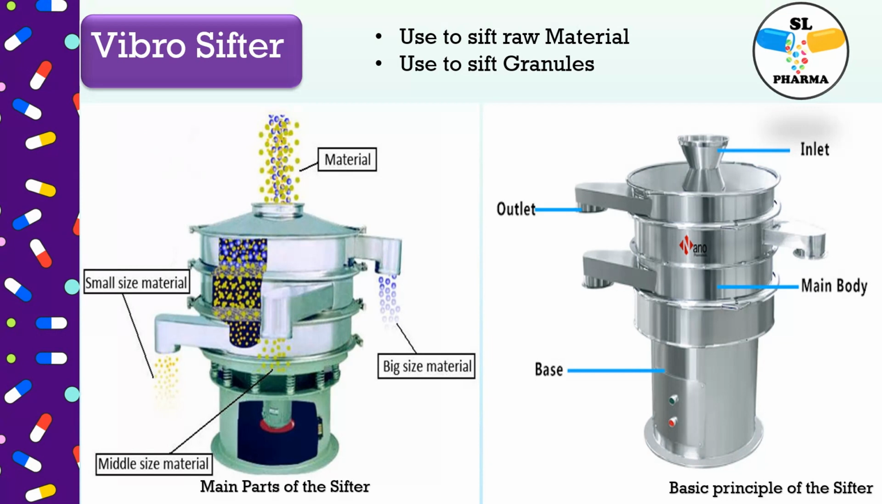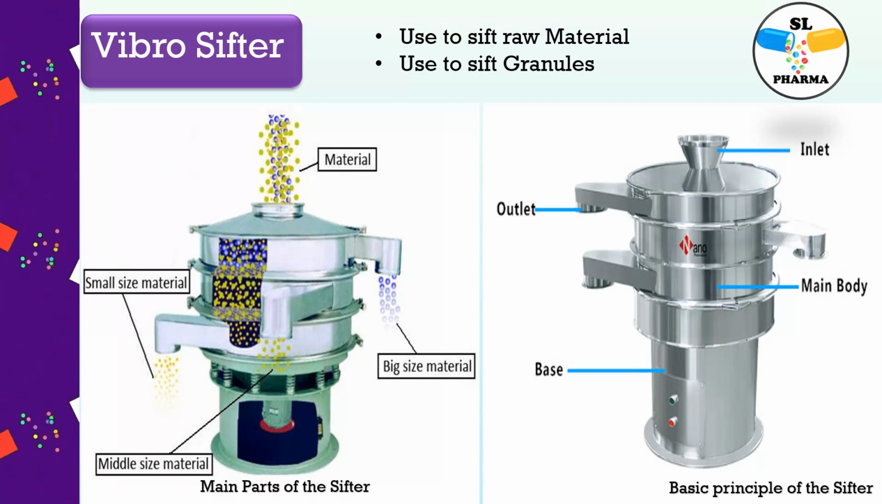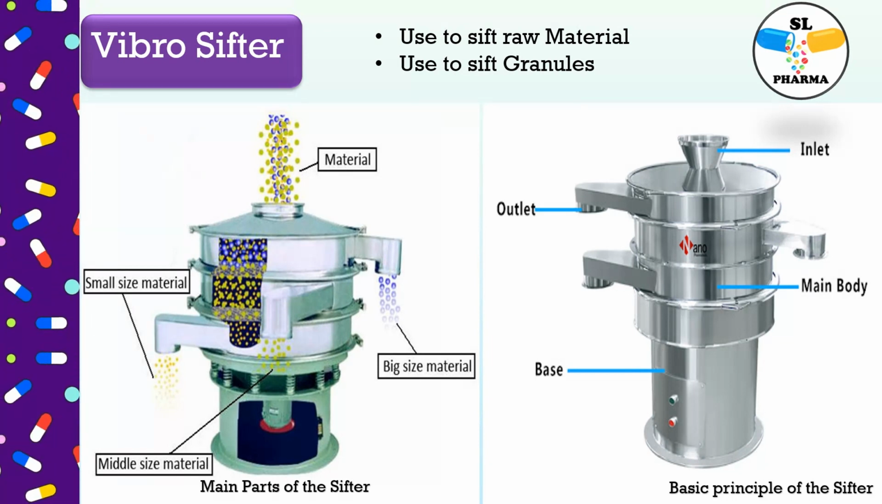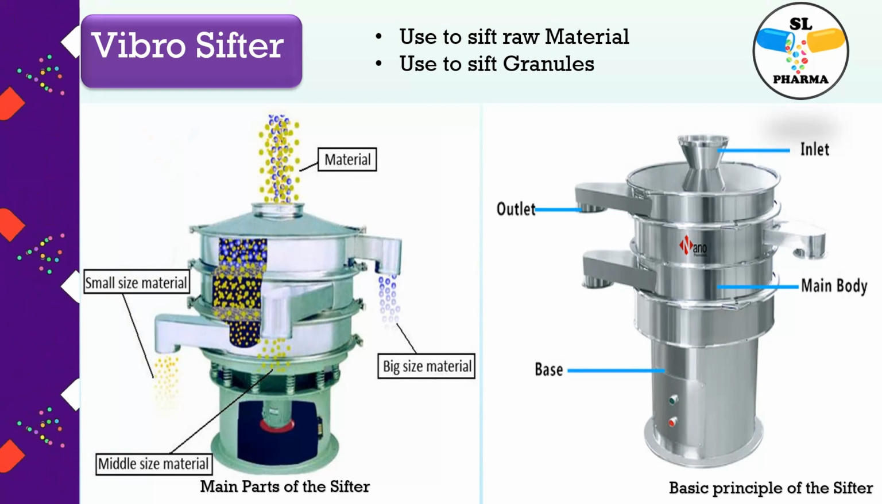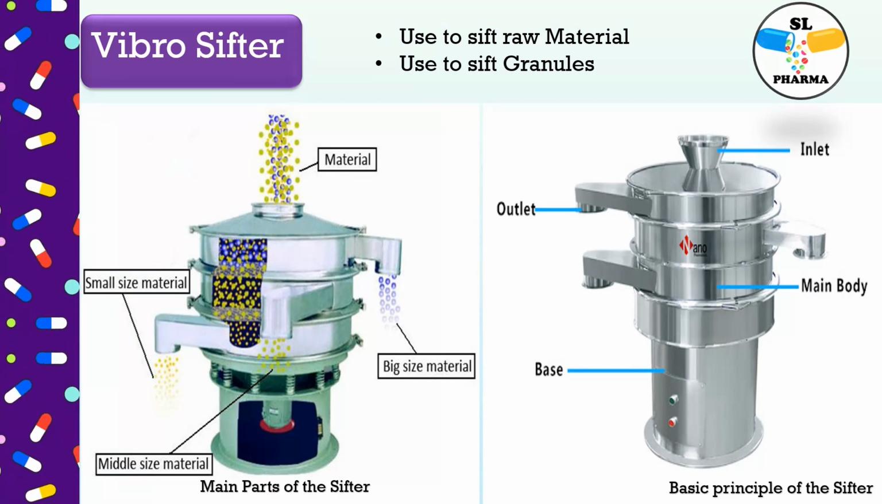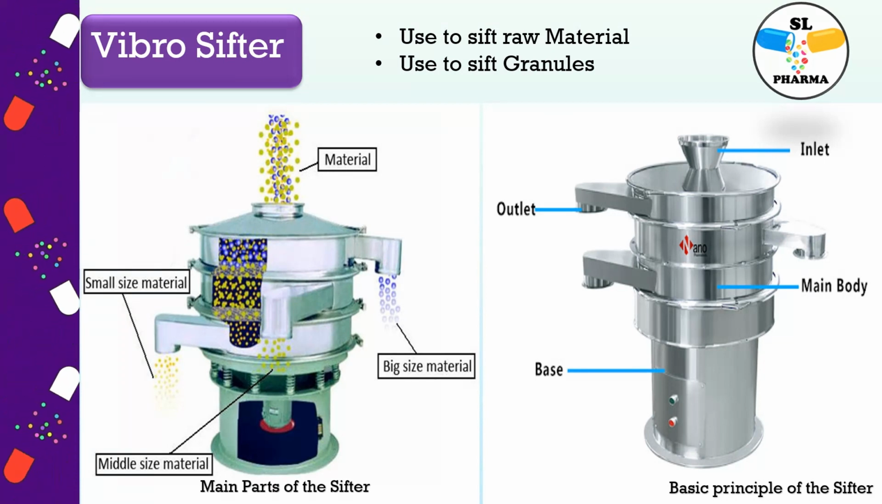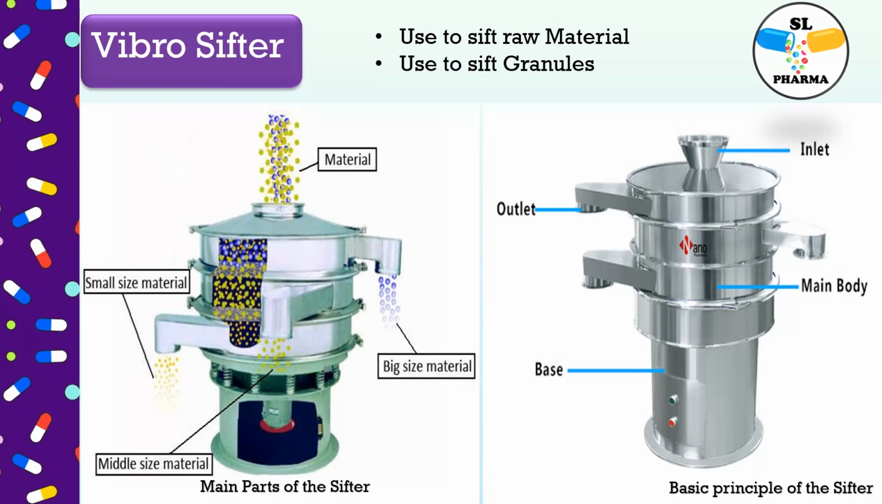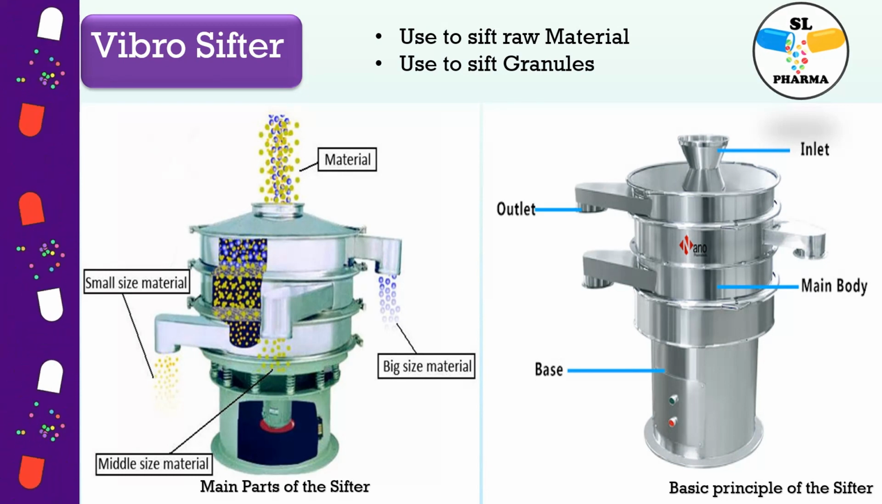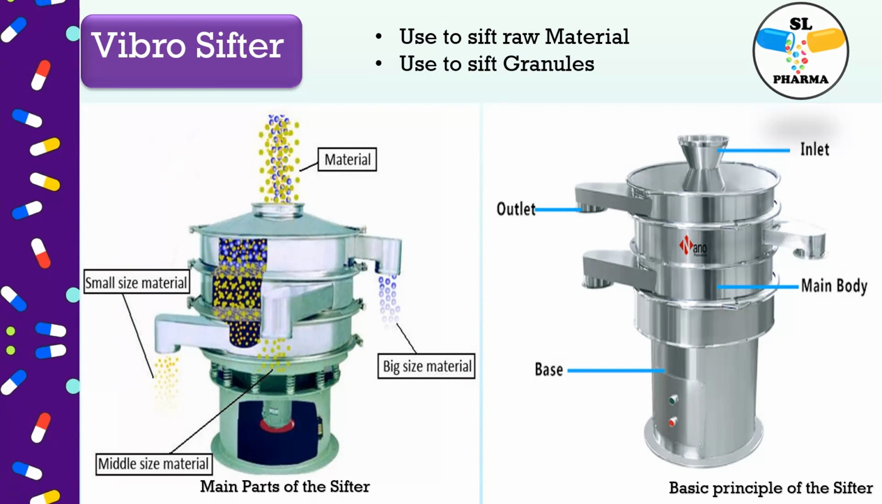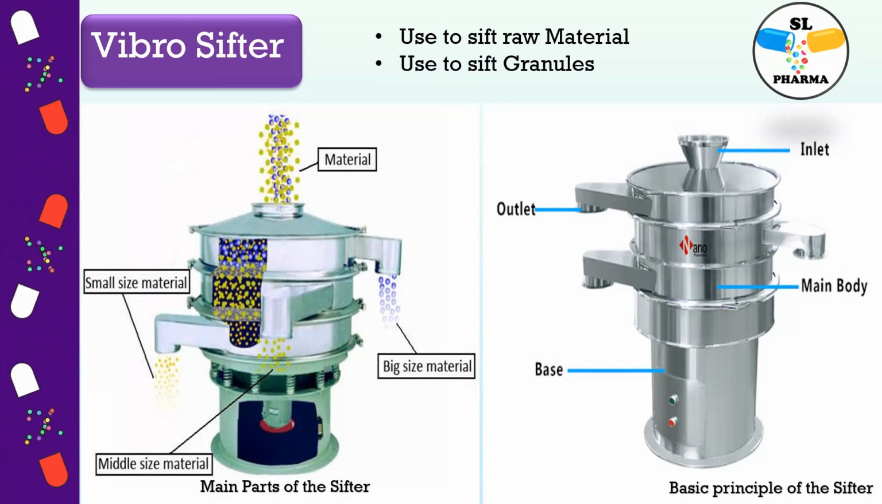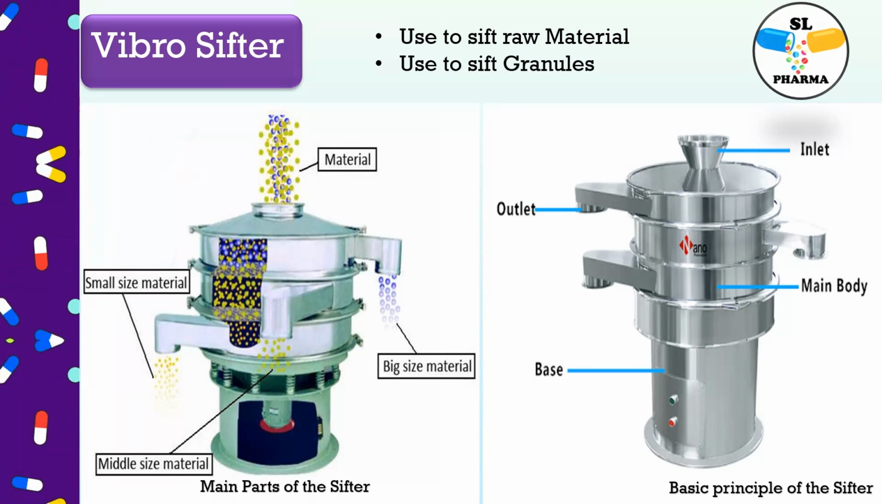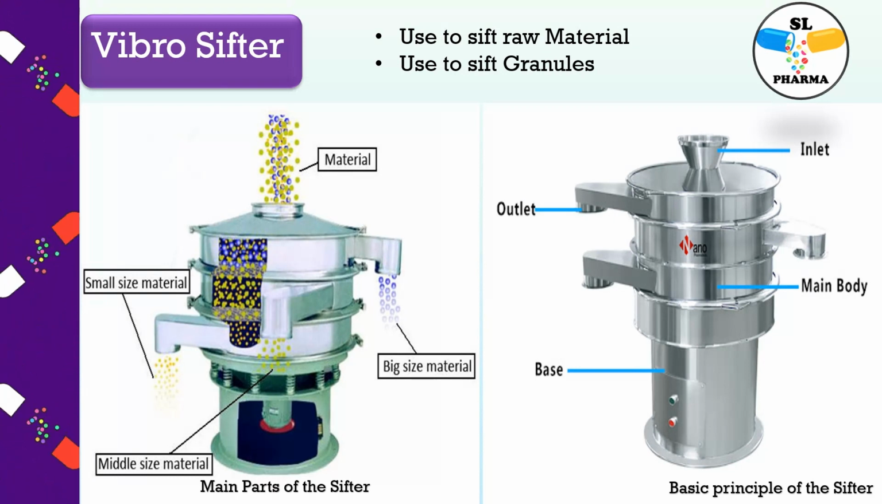Then collection. The separated material is collected in separate outlets or containers. Oversized particles may be discharged from one outlet, while the acceptable product is collected from another. Then repeat or recycle. If necessary, the separated material can be recycled through the Vibro sifter for further screening or separation.